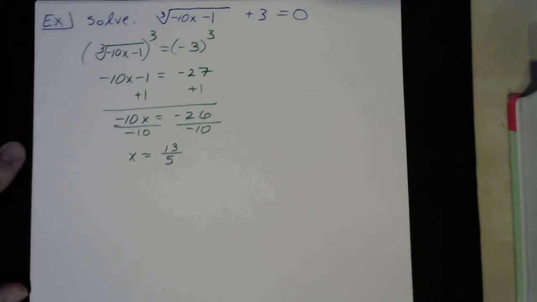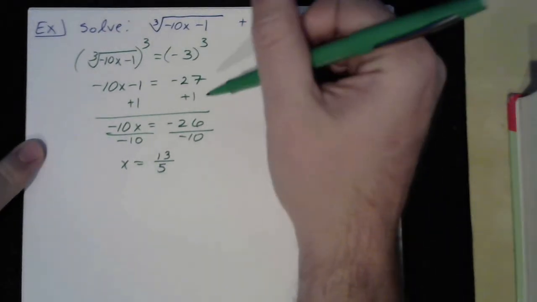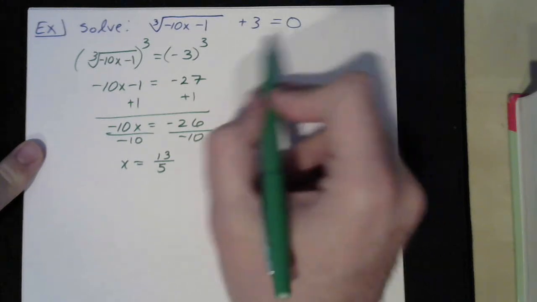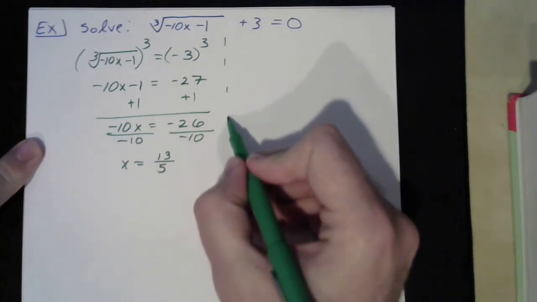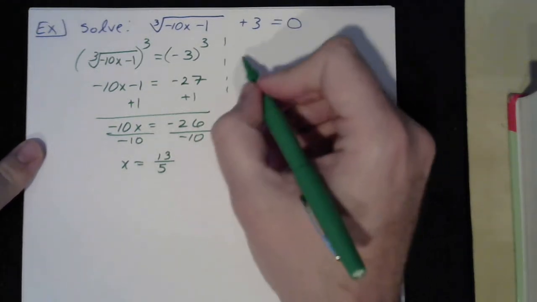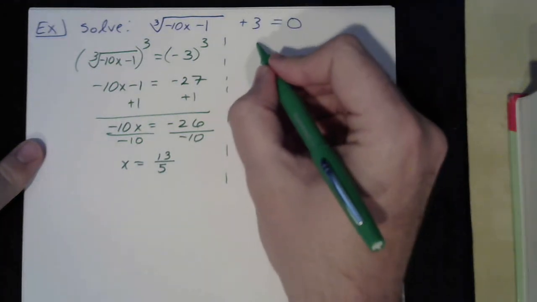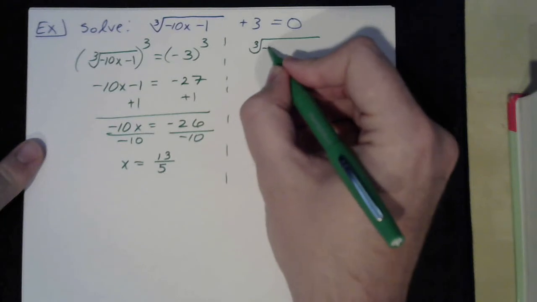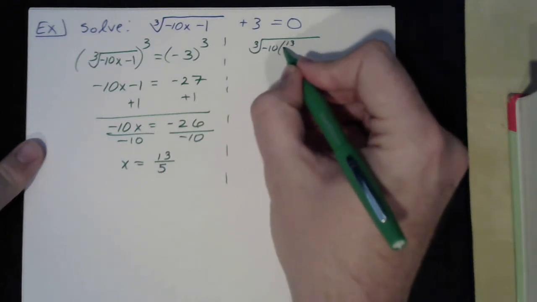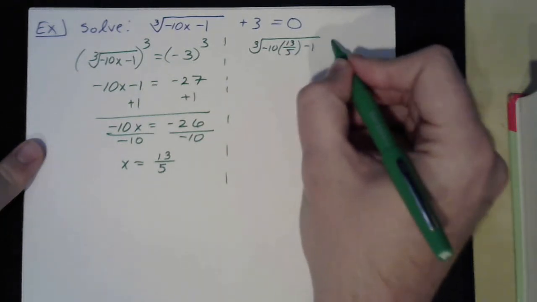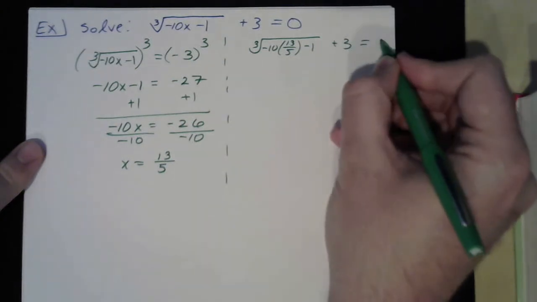So this is not the end, though. We now need to do our check. So I'm going to go back to the original over here, and I'm just going to split this up. So this was my solution. Over here is going to be my work check. So I have the cube root of negative 10 times 13 over 5 minus 1 plus 3 should equal 0.